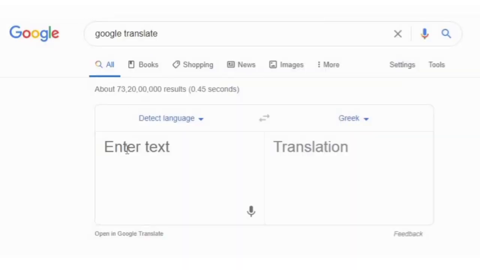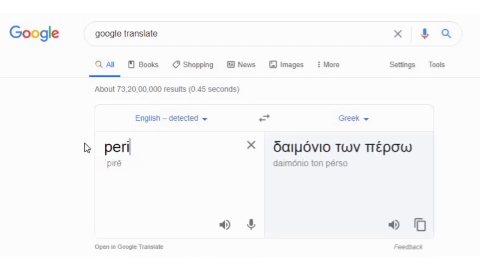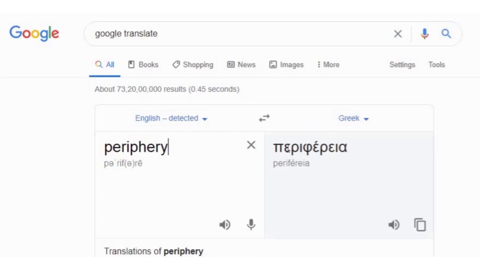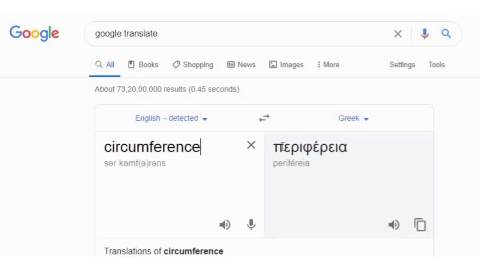So later we used Google Translate and we entered perimeter. So we got the first letter as pi. Then we entered periphery. Again we got the first letter as pi. Later we entered circumference. Again the same, we got the first letter as pi. So that defines that there's some relation between pi and circumference or perimeter. So let's see how it is.